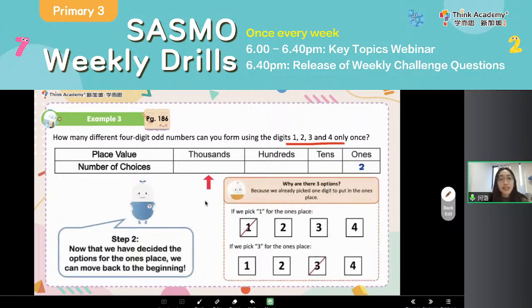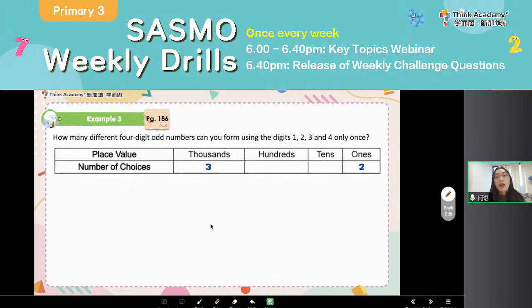So now you see this is the second step. Now that we have decided the options for the ones place, we can move back to the beginning. No matter you pick 1 or you pick 3 for the ones place, there are always 3 choices for the thousands place, right? Okay, and then move on. Following this, what about the hundreds and the tens? Again, we start from the highest place value. Again, everyone, you see 1, 2, 3, 4.